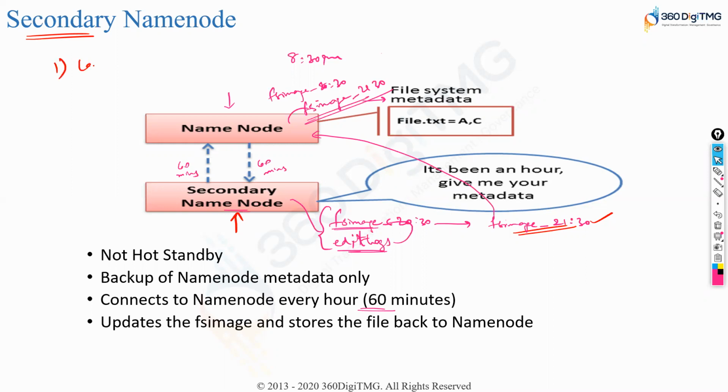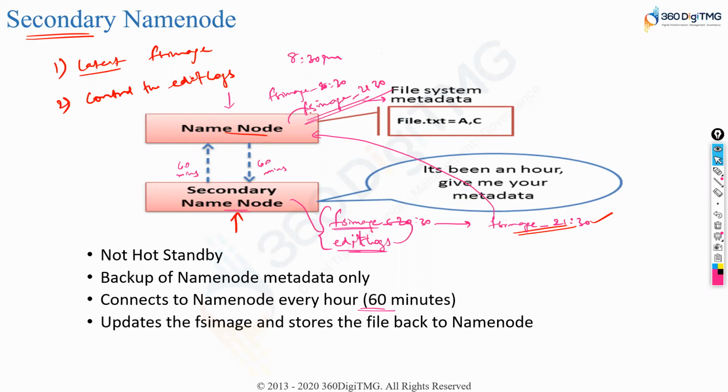The advantage is we'll always keep the static file, which is the fs image, at the latest status. The second one is we control the edit log files' growth. You can only have edit logs which grow up to a 1 hour time frame. In 1 hour, whatever transactions you perform, you are going to record in the edit logs. That's the max it can grow, because after 1 hour, anyways, this copying happens.